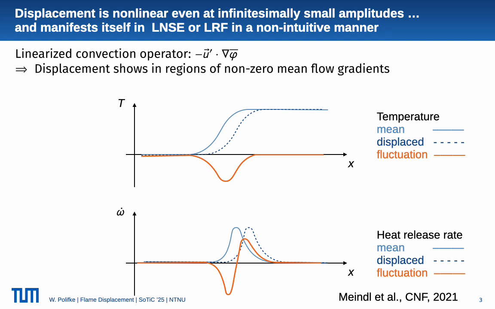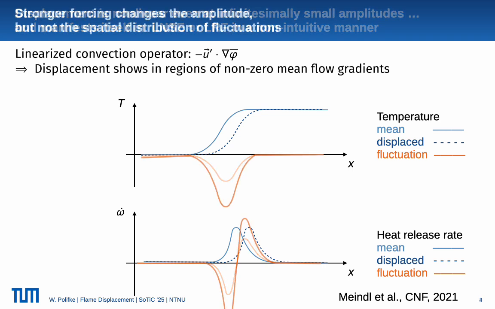Now the interesting question is, what happens if I increase the strength of the perturbation? Do I then see a displacement of this fluctuation signal in a downstream direction? No, you don't. What you see is a stronger response, but with the same functional shape. And that is perhaps non-intuitive, at least it bothered me when I saw this the first time.